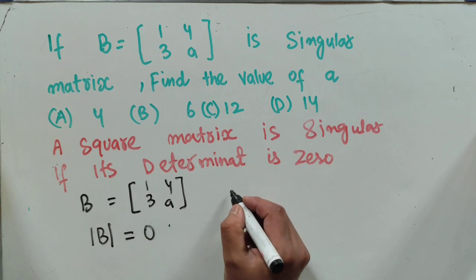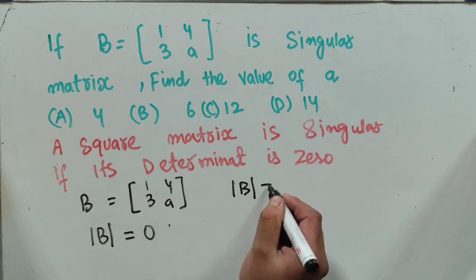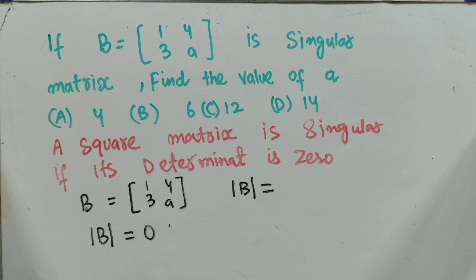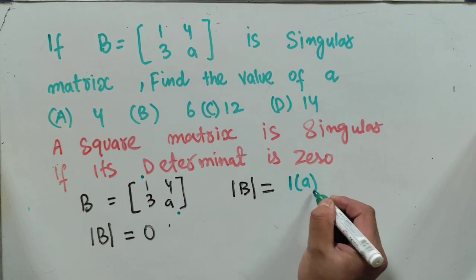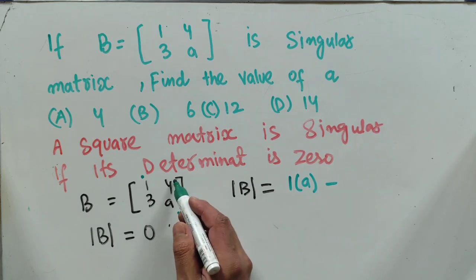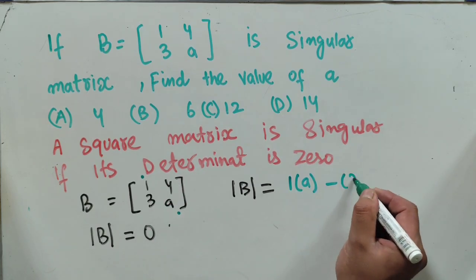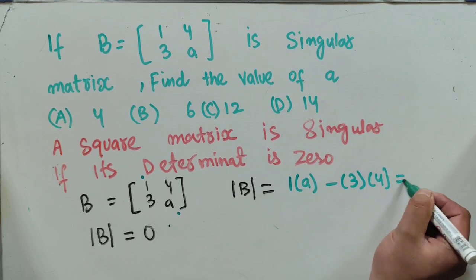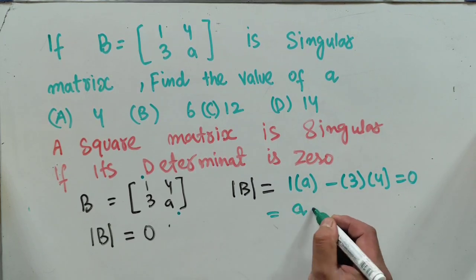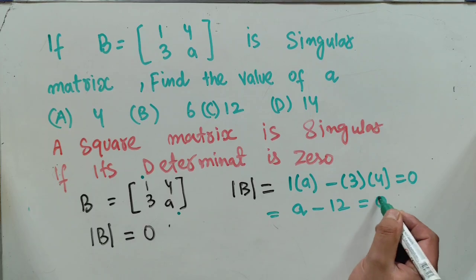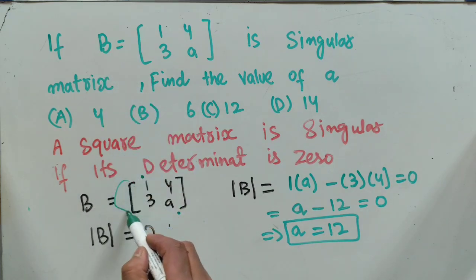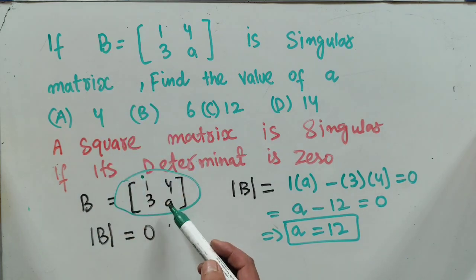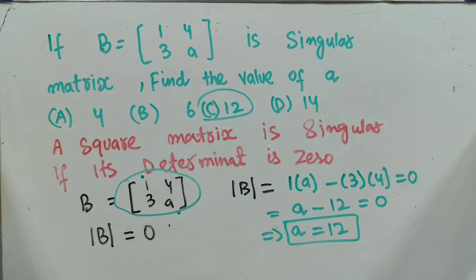Let's take the determinant of B. By determinant, we multiply the principal diagonal elements first, that is 1 into A. From this we subtract the product of the non-principal diagonal elements, that is 3 into 4, and we set it equal to 0. So A minus 3 4s are 12 is equal to 0, which implies A is equal to, transposing it here, it becomes plus 12. That means this matrix will be singular when the value of A is equal to 12. That means option C should be correct.